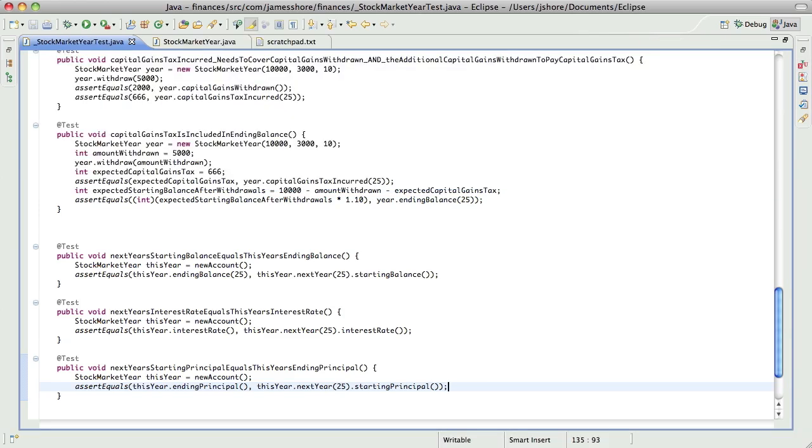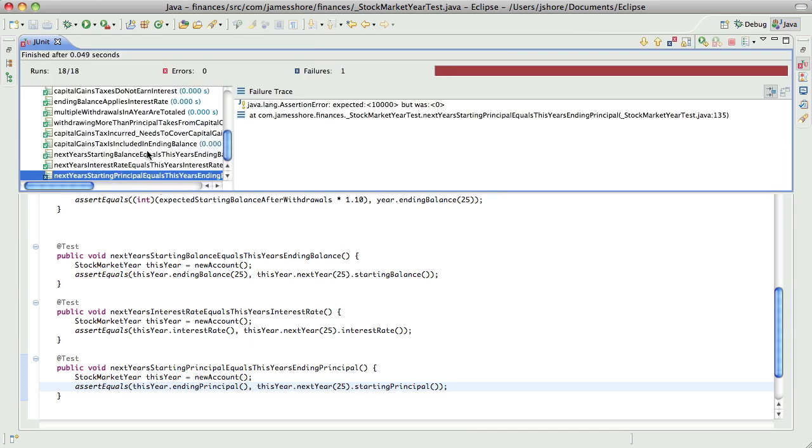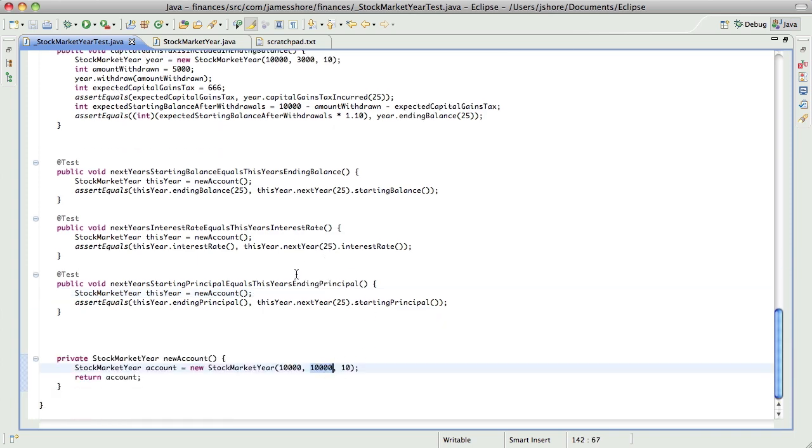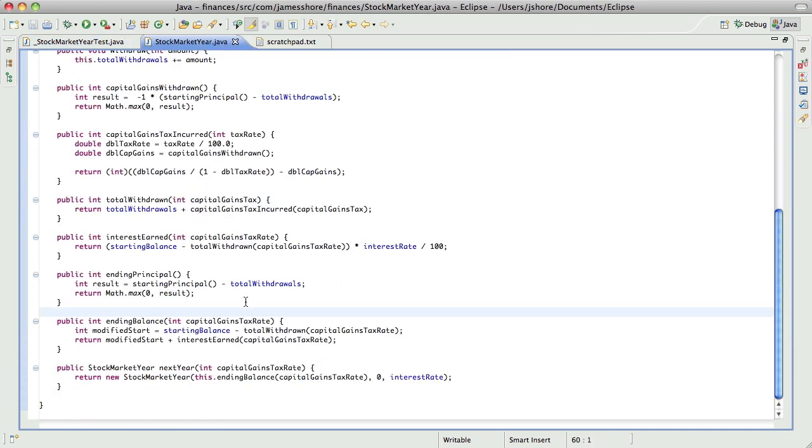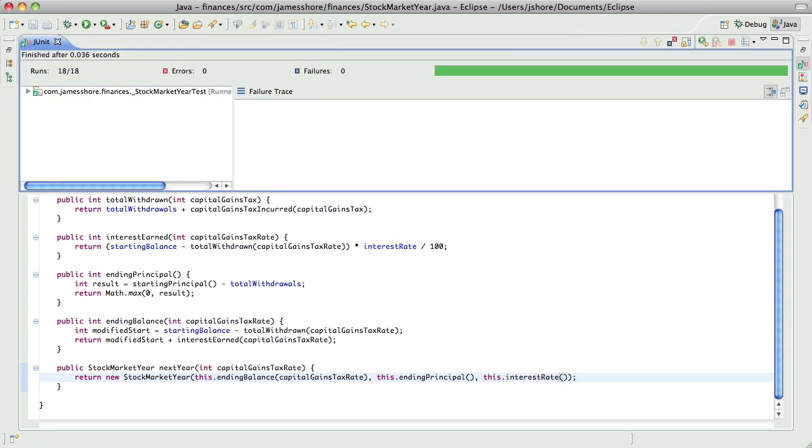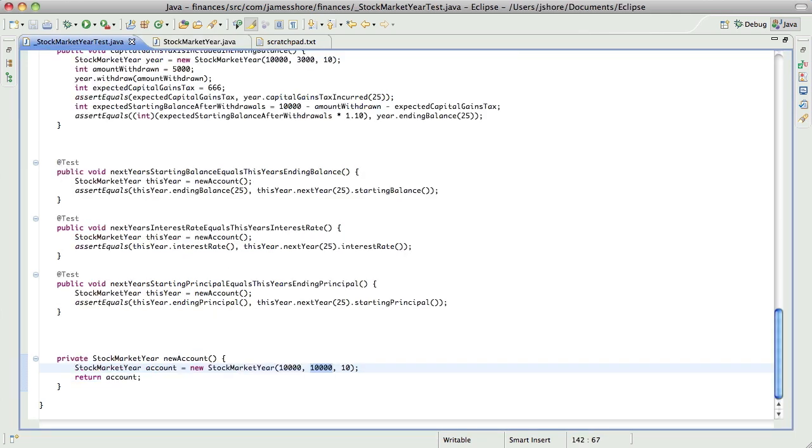Okay, I expected 10,000 for the starting principal. Oh, wait a second, what's that? Expected 10,000 was zero. I guess we're using new account, which has 10,000 as the starting principal. So if I go to next year, I should just be able to say this dot ending principal. Yeah, that works. Let's go ahead and make this really explicit. I like using methods as opposed to instance variables so that if I take out the instance variable, everything still works.